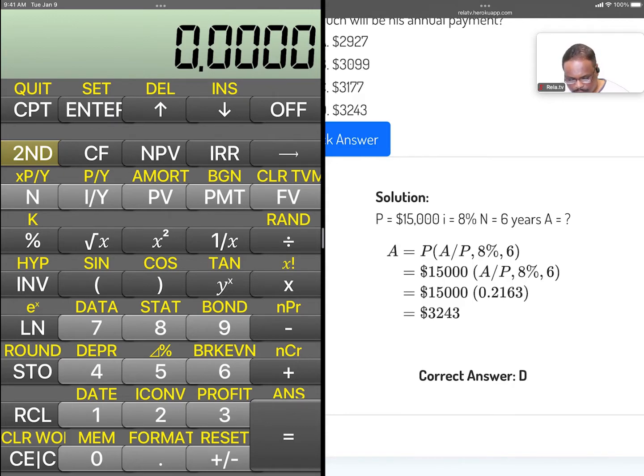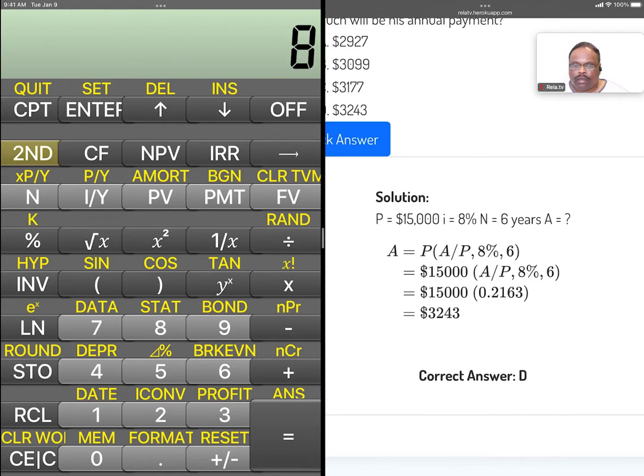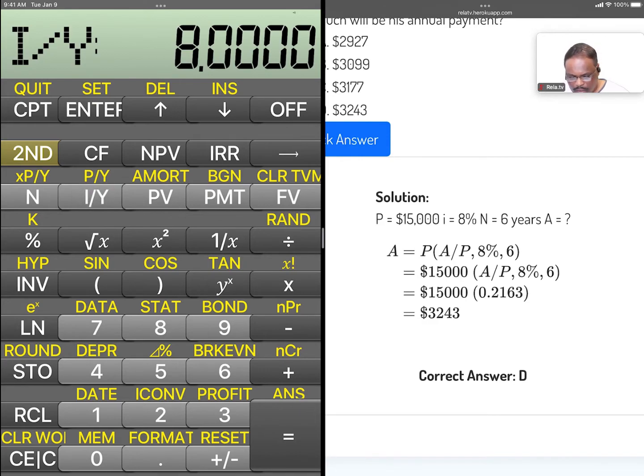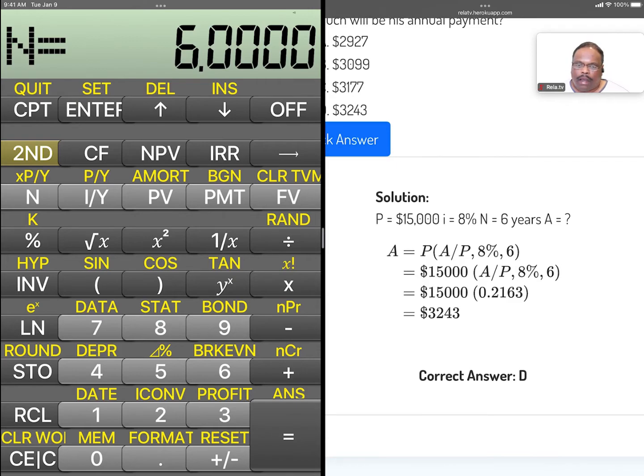So let's enter the data. The first value we are entering is 15,000, and 15,000 is your present value. So press the PV button. Then the interest rate is 8. You don't have to enter 0.08 or something. That is the interest rate per year. And the time period, which is the number of years here, is 6. So enter 6 and press N. And the data entry is complete.